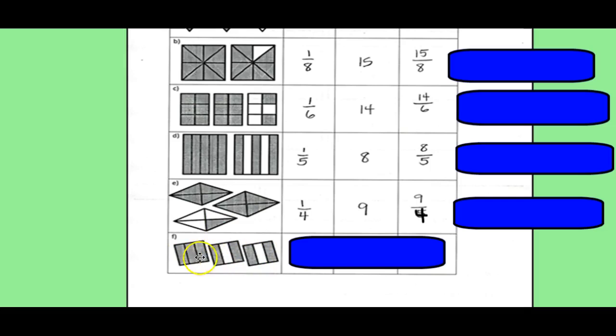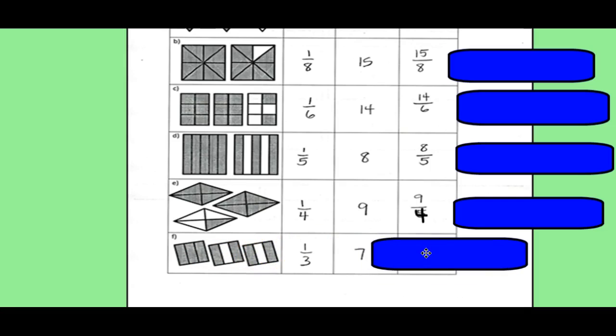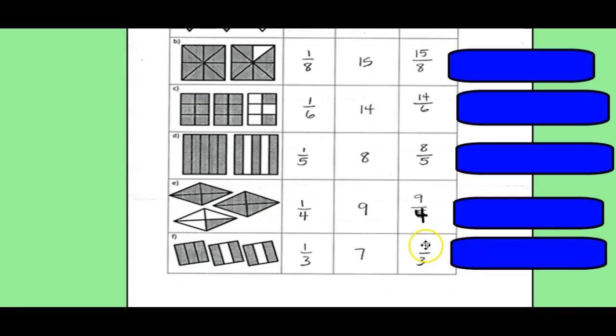Out of these 3 shapes at the bottom, each one has 3 parts. So if I were to label each one of them with unit fractions, I would be labeling them as 1/3. There's 3, 4, 5, 6, 7 different parts that are shaded. And so our fraction that shows what is shaded is going to be 7/3.